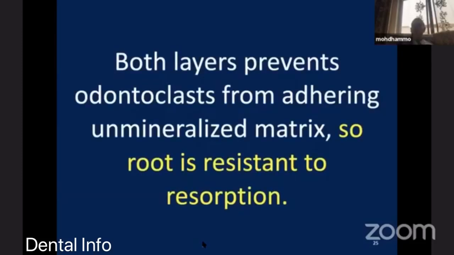So those two layers, pre-dentin and pre-cementum, play a very important role in protection from resorption. They will prevent odontoclasts from adhering to unmineralized matrix, so the root is resistant to resorption.